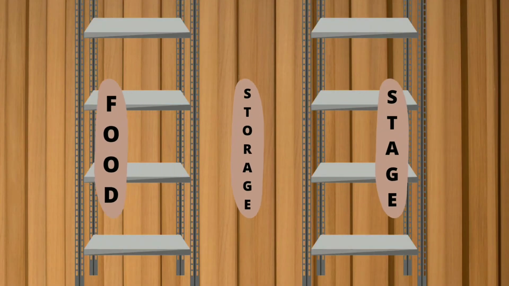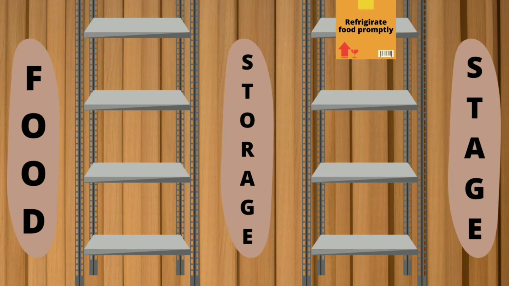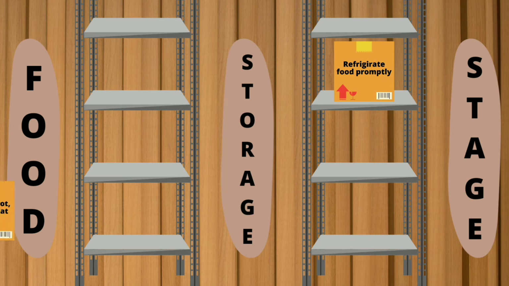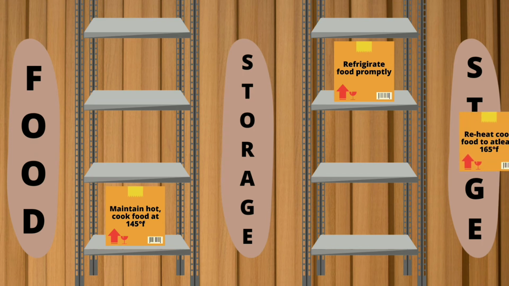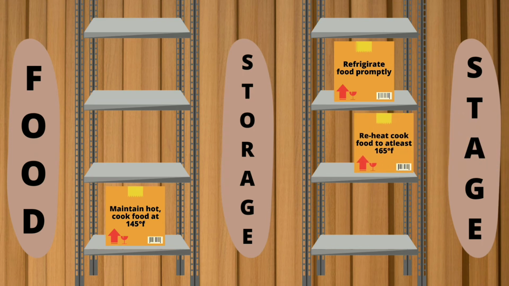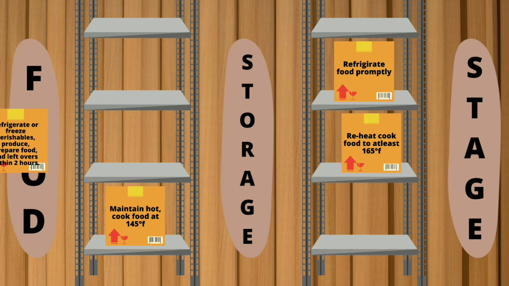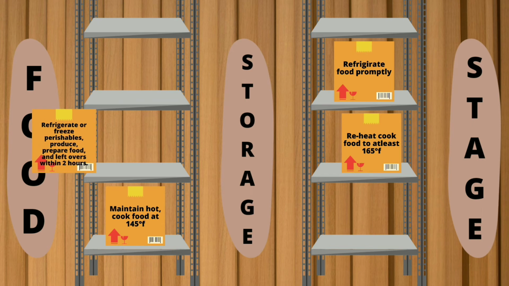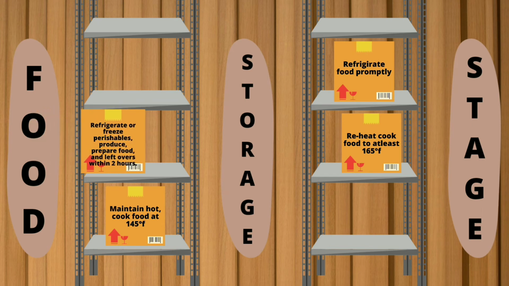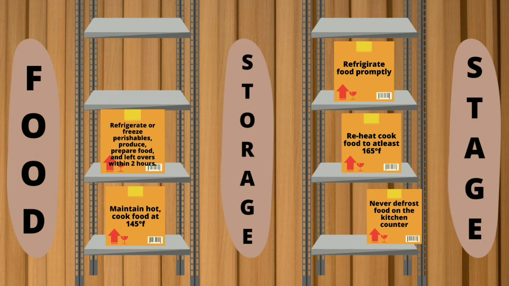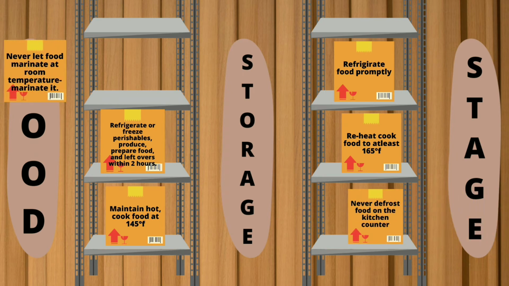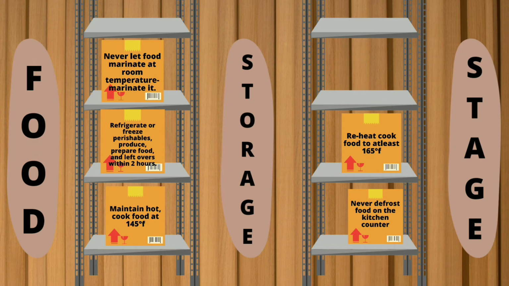Food storage stage: refrigerate food promptly. Maintain hot cooked food at 145 degrees Fahrenheit. Reheat cooked food to at least 165 degrees Fahrenheit. Refrigerate or freeze perishable, prepared food, and leftovers within 2 hours. Never defrost food on the kitchen counter. Never let food marinate at room temperature.